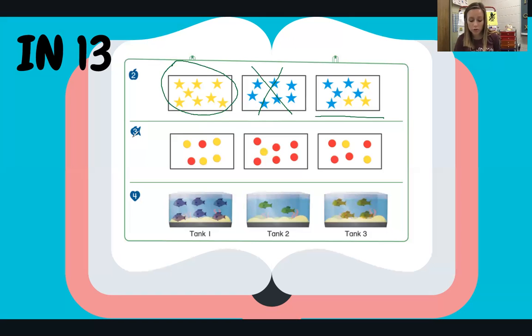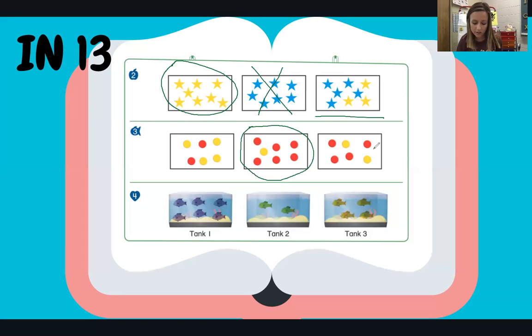It says, draw a circle around the group that has the most red counters. You're going to need to count the counters in every box and figure out which one has more than any other group. Go ahead and do that now. All right, you should have circled this one in the middle here. This group has 6. That's more than 2 over here, and it's more than 4 over here.